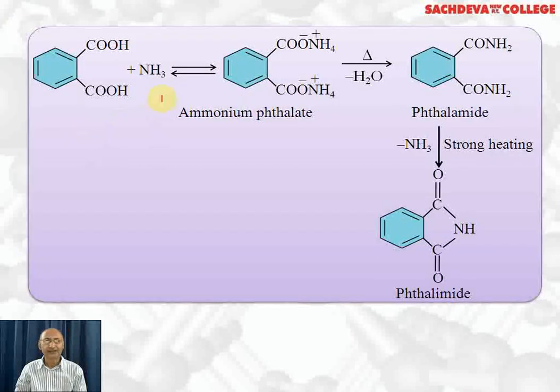Phthalic acid reacts with 2 moles of ammonia to form ammonium phthalate, which loses water molecules and gives phthalamide. Phthalamide is a primary amide. And if we heat further, ammonia will be lost and we get phthalimide. Phthalimide is a secondary amide which is used in Gabriel phthalimide synthesis for preparation of amines.